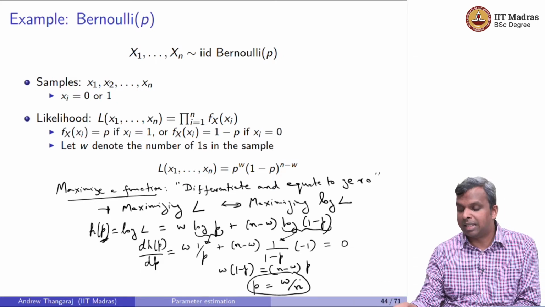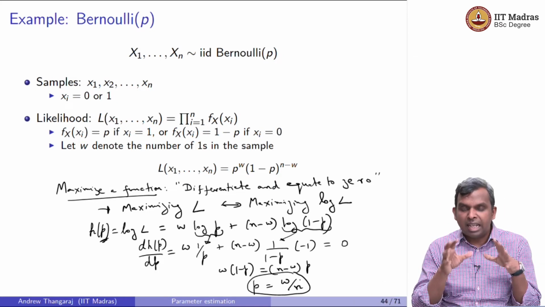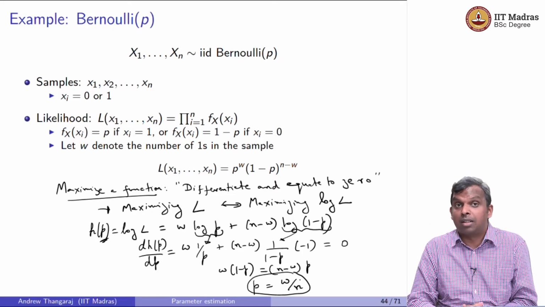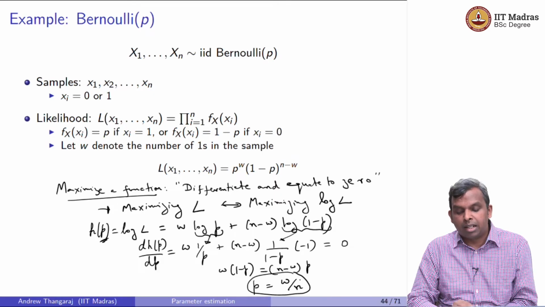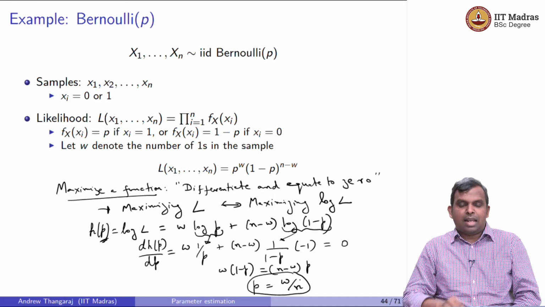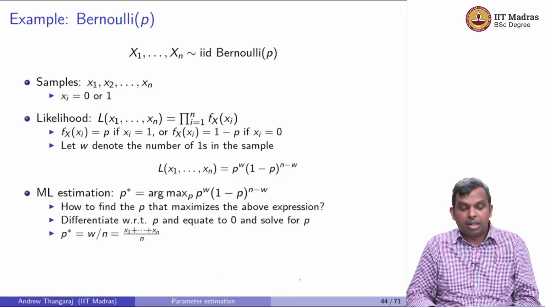Okay, so, this is a nice simple example where we got a nice explicit closed form solution. You may not get such forms every time, but in this case, for the Bernoulli p case, we are able to get w by n. So, this w by n is pleasing in so many different ways. Okay, so let's carry on and then describe why this is very pleasing.